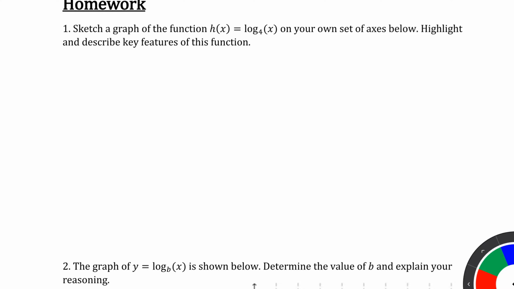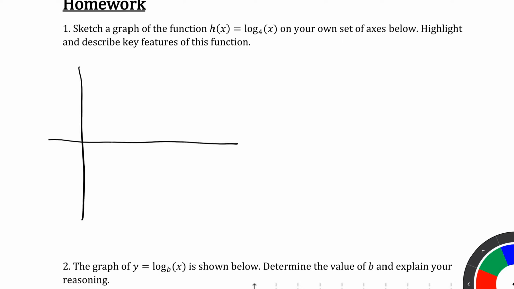Alright, so here's the homework assignment for lesson number 5. The first question asks us to sketch a graph of the function h of x. So if we go through and make a quick sketch, remember, sketch doesn't have to be perfect.